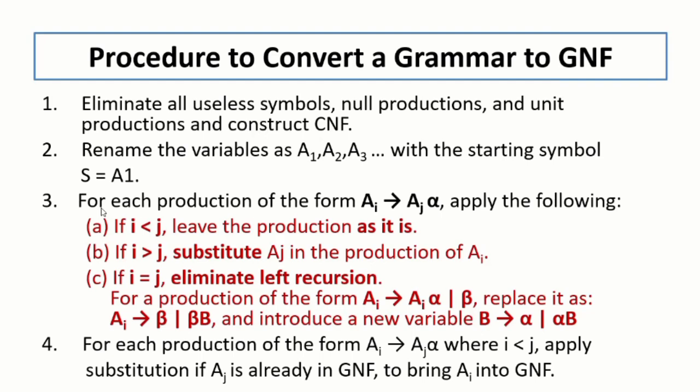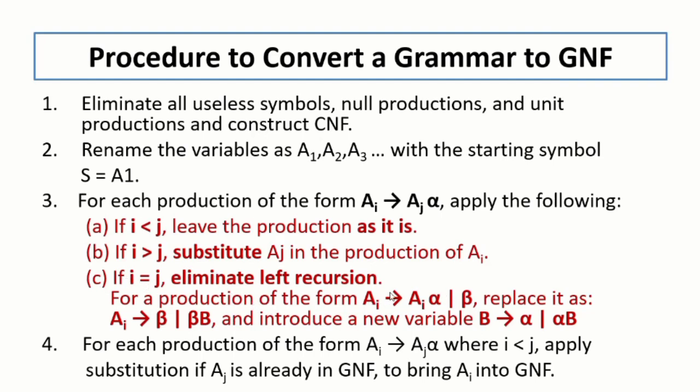Coming to step 3, for each production of the form A sub i tends to A sub j alpha, apply the following conditions. First condition, if i less than j, leave the production as it is. This is because A sub j will be defined later in Greibach normal form and can be substituted. Next condition, if i greater than j, substitute A sub j in the production of A sub i because A sub j has already been defined in terms of terminals and non-terminals. Last condition, if i equal to j, this is left recursion.